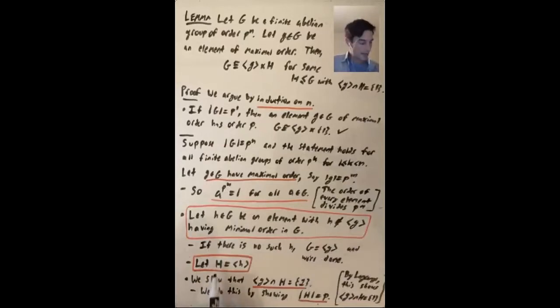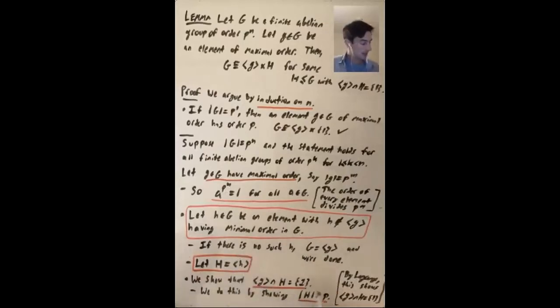We're going to let H be the cyclic subgroup generated by this little h, the element that's not in the subgroup generated by g that has minimal order. And what do we want to do with this subgroup? We'll show that the intersection of the cyclic subgroup generated by g and the subgroup H is the trivial subgroup. And the way that we're going to show that that intersection is trivial is by showing that the order of this group H is exactly p.